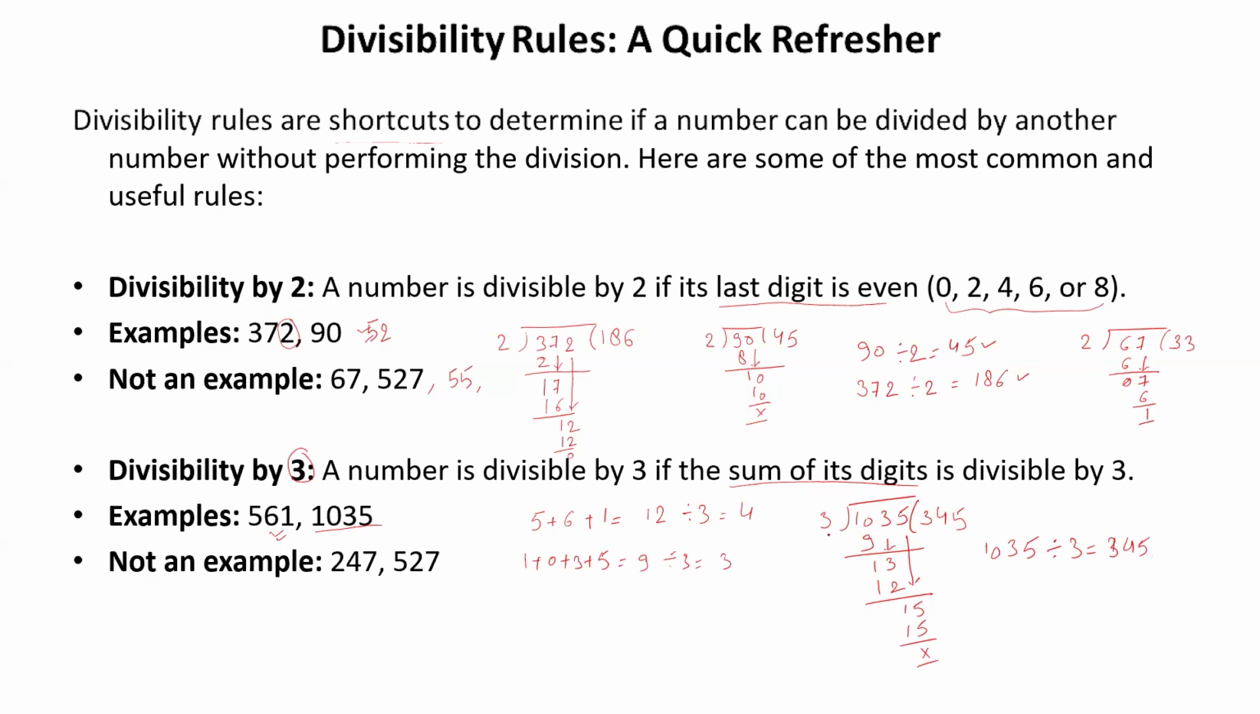So, how to check whether a given number is divisible by 3? Just add the digits. Now, let's look at this and add the digits. 2 plus 4 plus 7. What is the addition? 2 plus 4 is 6. 6 plus 7 is 13. Again, 13 is not divisible by 3, right?